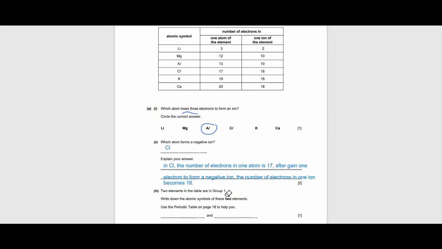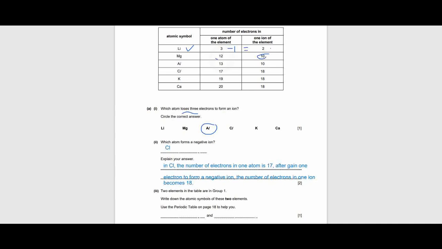Right, if you find the answer from the table, you can see that group 1 means it has one electron in its outer shell. So when it becomes an ion, it will release or lose one electron. So we can check from the ion that it is minus 1. When it becomes positive 1, it means 3 minus 1 is 2. So we choose Li.